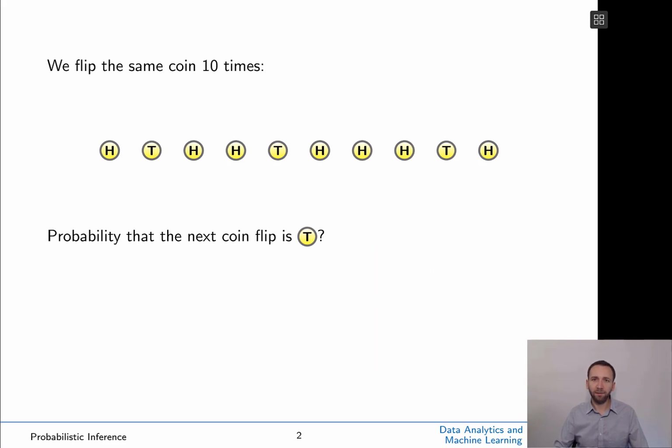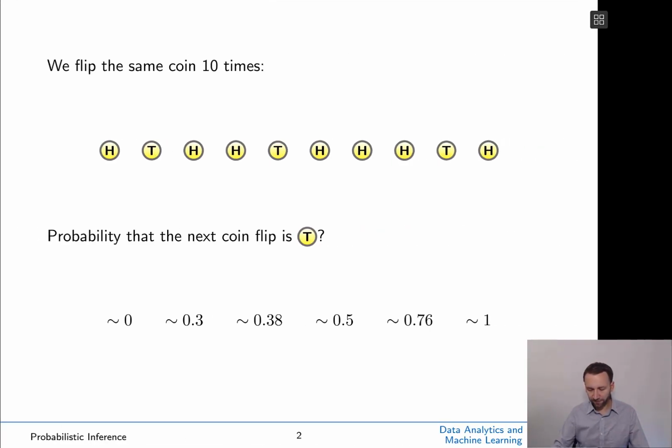So let's say you flip a coin 10 times, right? You have a coin, you flip it, and what you observe is that it shows first head, then tail, head, and so on and so forth. So usually I'm asking the audience here: what do you believe, or what is the probability that the next coin flip shows a head or a tail? So think about it for a second.